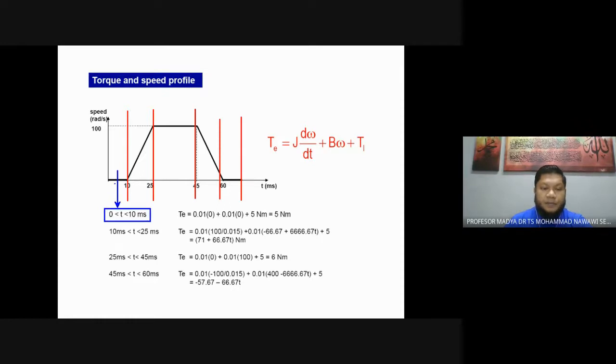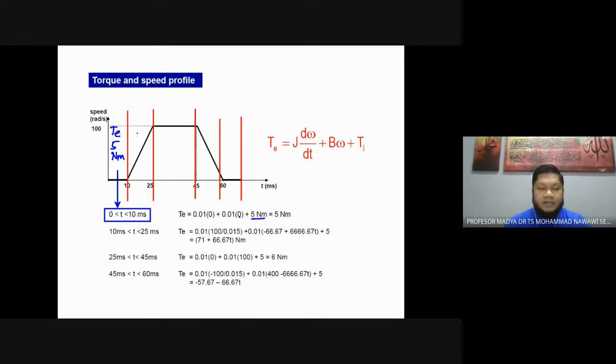Okay, from 0 to 10 milliseconds, this is 0, 0. Don't see any speed. So this is gone. This is gone. Okay, and we have only 5 Newton meter. So here we have only 5 Newton meter of TE. Okay, for the first one.